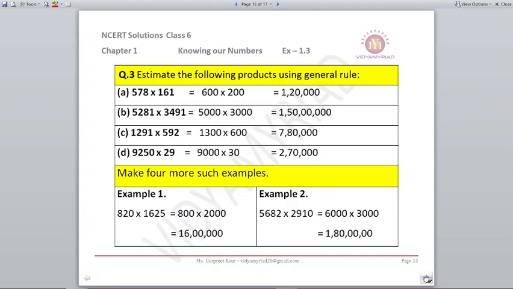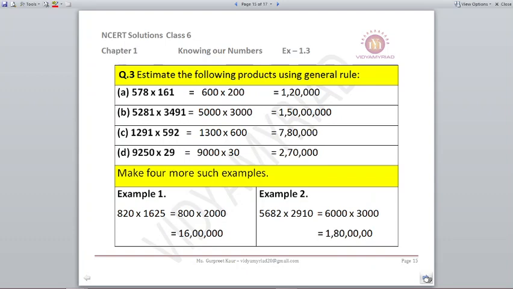Next, estimate the following products using the general rule. Now 578 into 161. So let's convert it to the nearest hundreds. 578 will become 600, 161 will become 200. So 600 into 200 is 1,20,000. Next, 5281 multiplied by 3491. Let me convert to the nearest 1000. So it becomes 5000 multiplied by 3000. So you will get 15 and you will get 6 zeros with that.